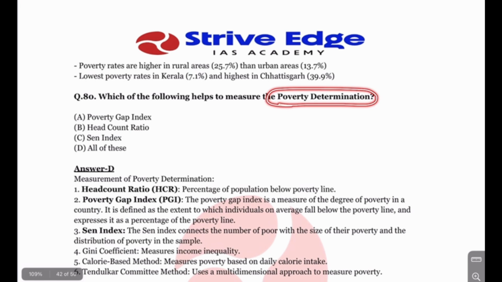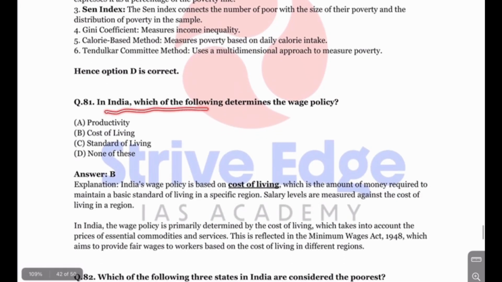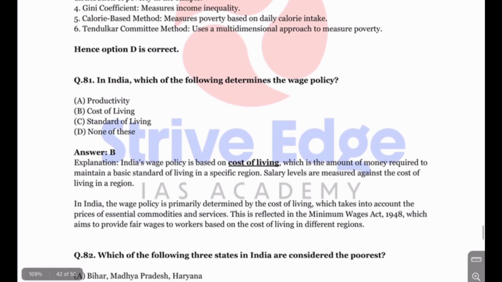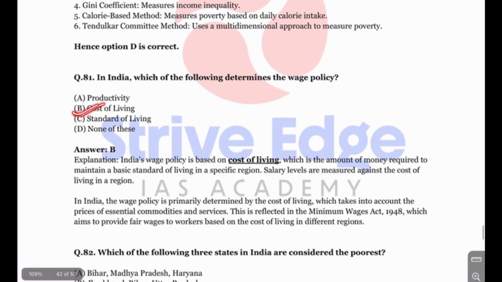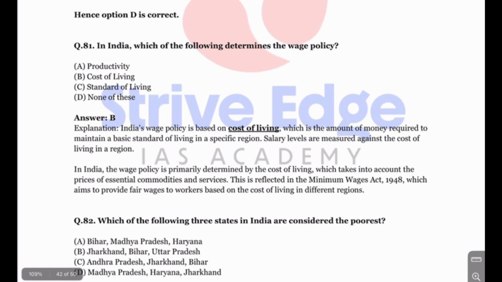Okay. So next is, in India, which of the following determines the wage policy? So wage policy, different states pay different wages, depending on the cost of living. So if someone is living in a backward state, the cost of living is low, so the wage is also given low. If someone is staying in a state where the cost of living is high, then that person is also given a higher salary. So it is decided on the basis of cost of living.